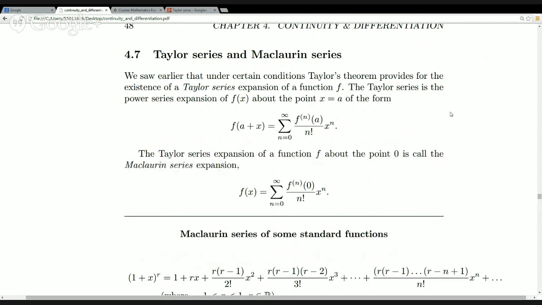So the constant term is 0, so there's a 0. f prime of 0 is 1, so that will give me an x. f double prime of 0 is 2, so I should have 2 over 2 factorial times x squared. And the third derivative at 0 is again a 2, and that's over 3 factorial times x cubed. So that should be the beginning of the series. So that's x plus x squared plus 2/6 or 1/3 x cubed. And it continues from there.